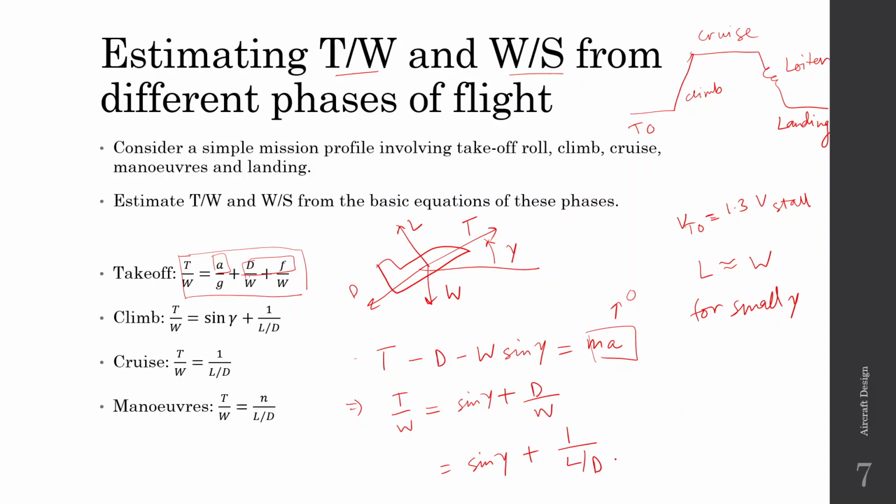Okay, so the L by D is usually on the order of 10. So this part of the equation is of the order of 0.1. So the contribution of this fraction is only 0.1. The major contribution comes from the sine gamma term. So in climb, the thrust loading required mainly depends on the climb angle. If you have a higher climb angle, then it will require a higher thrust.